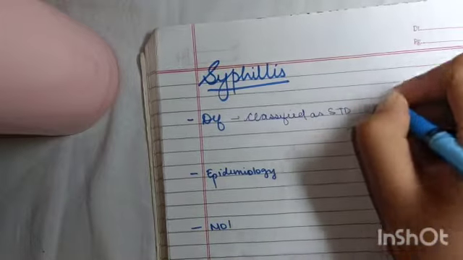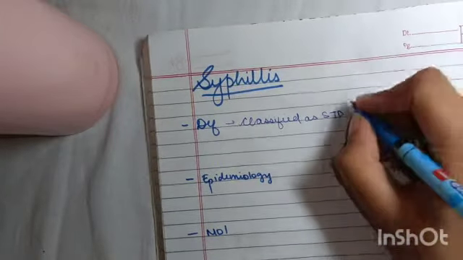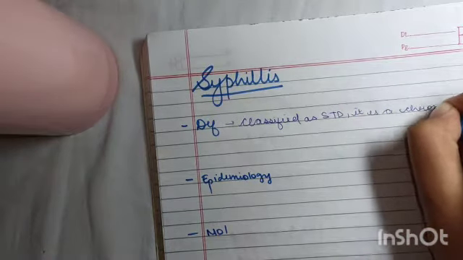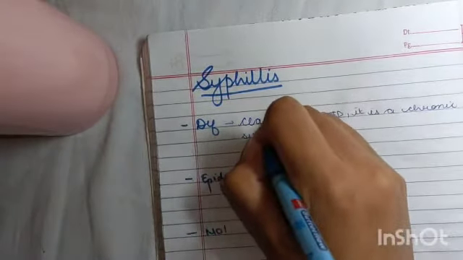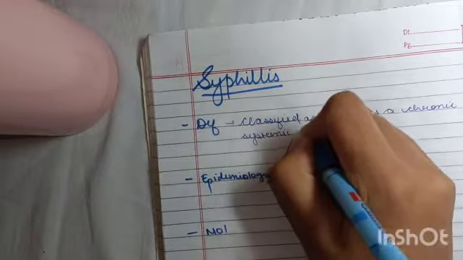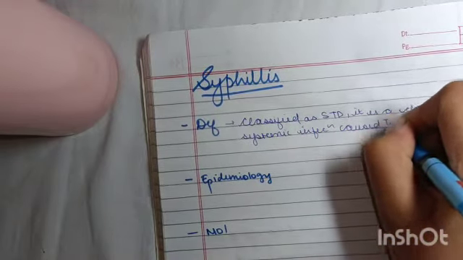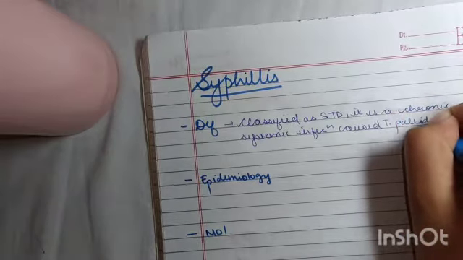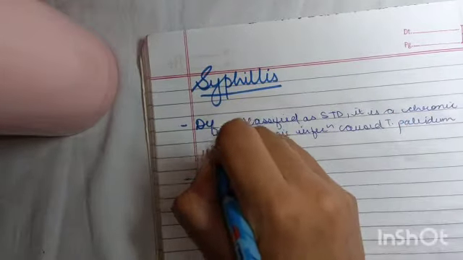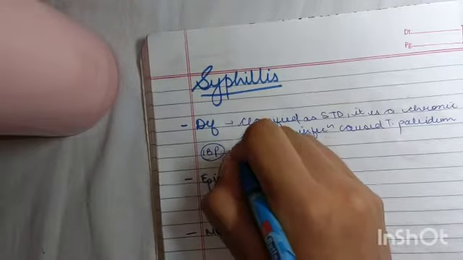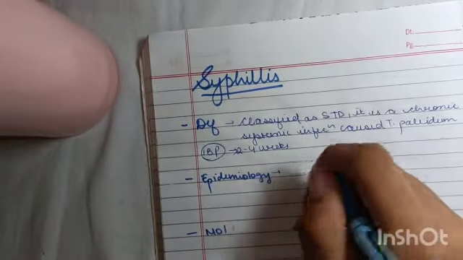Coming on to the definition, it is classified as a sexually transmitted disease, and it is a chronic systemic infection caused by Treponema pallidum. The incubation period is 2 to 4 weeks. Now coming on to the epidemiology.